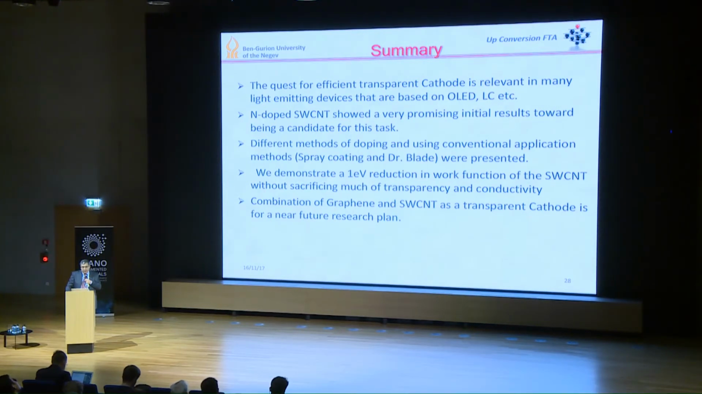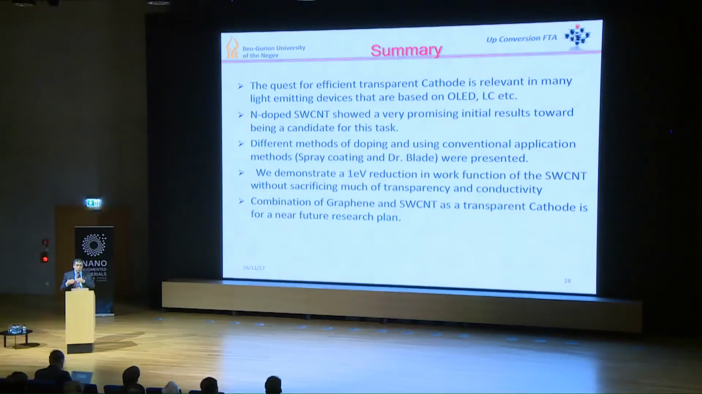There are different methods in order to dope such carbon nanotube or graphene, and either to spray coat them or doctor blade. And we demonstrated 1 electron volt reduction, but recently I showed you that we demonstrated 2 electron volt reduction, which is a very good and promising path. And the last comment that I will say, that there is a rationale to make a joint effort of using graphene and carbon nanotube that reinforce each other in order to have a transparent cathode. This is something new that we already started to work on. Thank you.